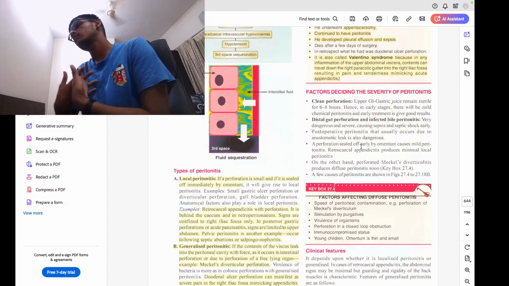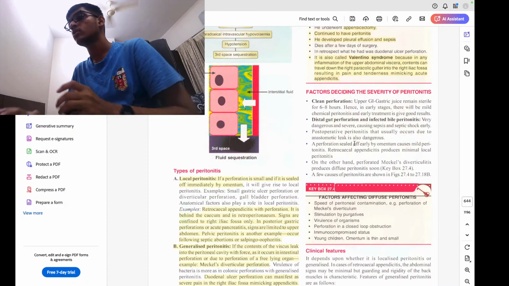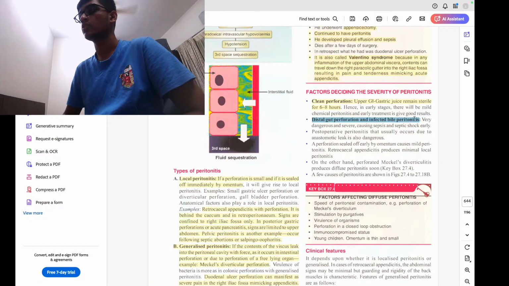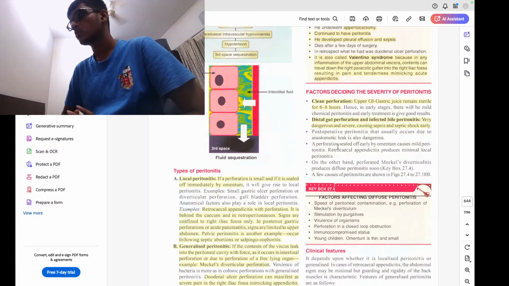So, factors deciding the severity of peritonitis: clean perforation, sterile for 6 to 8 hours. Hence, if you do it early, then it will be mild and chemical peritonitis. Early treatment gives good results. Then distal gut perforation and bile peritonitis are very dangerous and severe, causing sepsis and septic shock early. Then you have postoperative peritonitis, usually occurring with an anastomotic leak; perforation sealed off early by omentum causes mild peritonitis. Retrocecal appendicitis produces minimal local peritonitis. On the other hand, perforated Meckel's diverticulitis produces diffuse peritonitis.